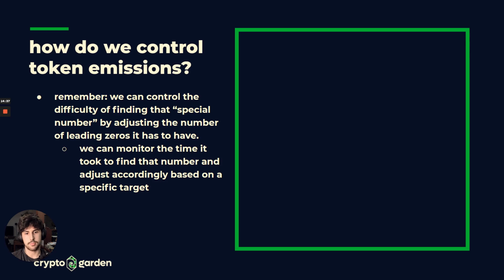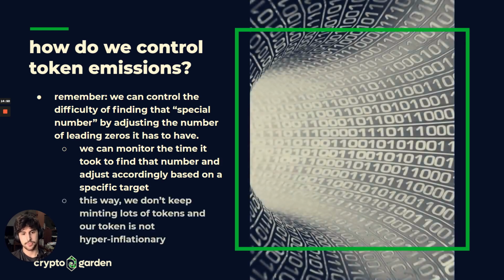So, for example, for Bitcoin, each block has a target of 10 minutes. So if it goes more than 10 minutes, then the difficulty is decreased. If it goes less than 10 minutes, then the difficulty is increased. This way, we don't keep minting lots of tokens, and our token is not hyperinflationary. We are not like the US dollar, right? We are not printing tokens as we wish.